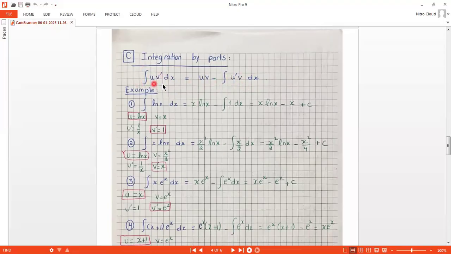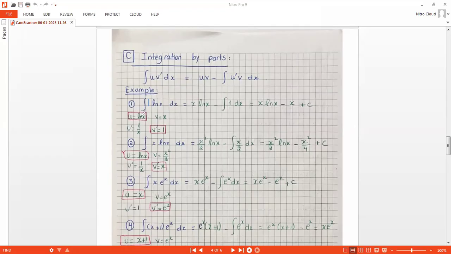So every time in this integral, you have to decide which one is u and which one is v prime. If you look at this integral, here we have to choose which one is u and which one is v prime. First of all, we said that here we have a 1. I can say that here I have a 1, right? Because ln x is 1 times ln x.